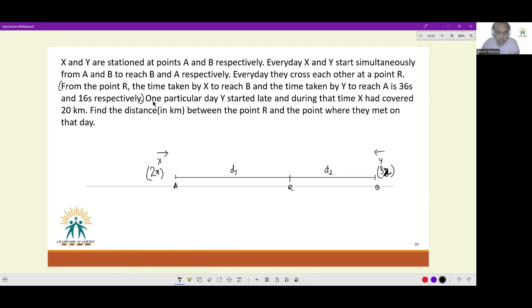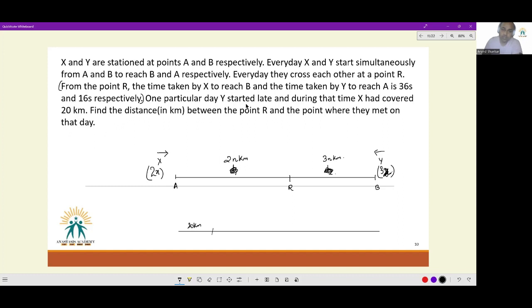Okay. One particular day, Y started late, and during that time, X had covered 20 kilometers. So what has happened is X has already traveled 20 kilometers. Can I also say, because the ratio of the speeds is 2:3, this D1 and D2 are no longer different variables for me to consider. This is, let's say, 2n kilometers. This is 3n kilometers.